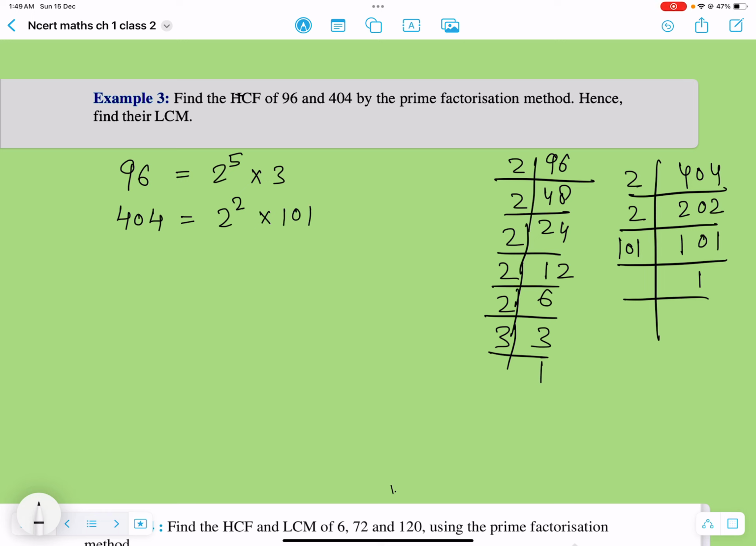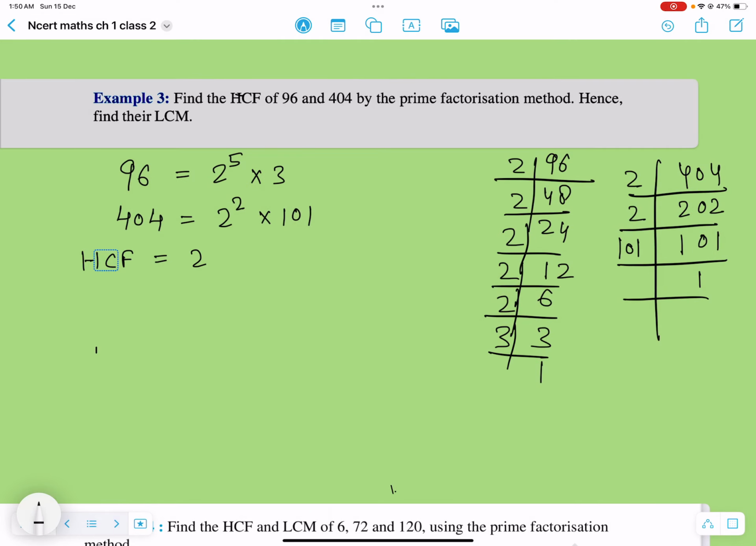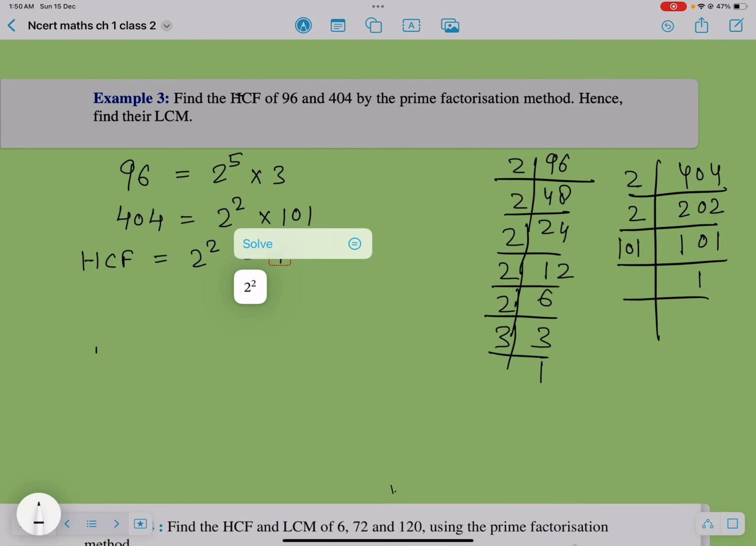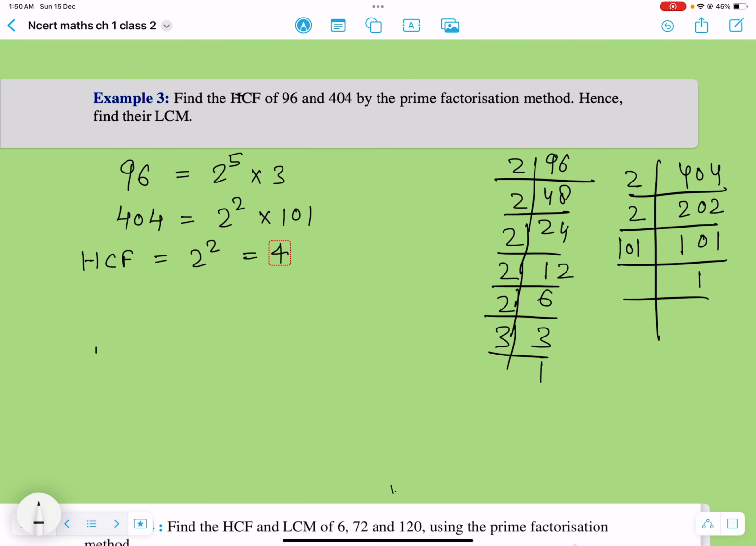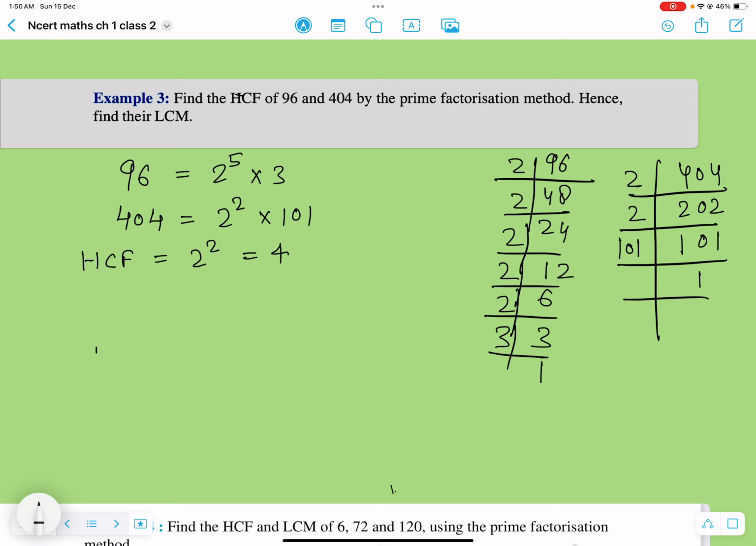So, highest common factor, nice and easy. You can go and take the common prime factor, that is 2, and the least power. So that will be 2 raised to power 2, and the answer would be 4. Now, I think this is disturbing us quite a lot. Let me see how we can turn off the math results. Yeah. So now there are two ways you can find the LCM.